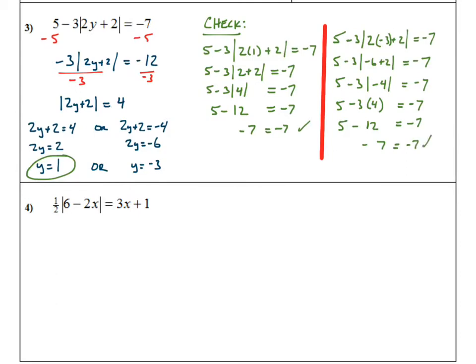So therefore I can write my solution set. In this case, my solution set will be 1 and negative 3. So both of those solutions worked.